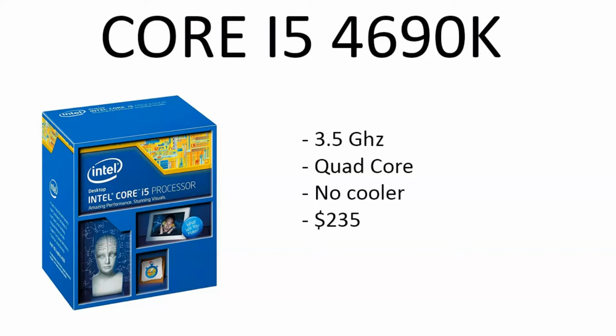So for the CPU, we chose the Core i5-4690K, 3.5 gigahertz quad core. I was informed that this does have a cooler, and sometimes it doesn't. It all depends on what package you get. It's running $235 right now, so that's not too bad of a price on a nice quad core CPU for you. It's going to be perfectly fine for gaming. If you want to do rendering, it's fine for rendering. You can overclock it if you want to.